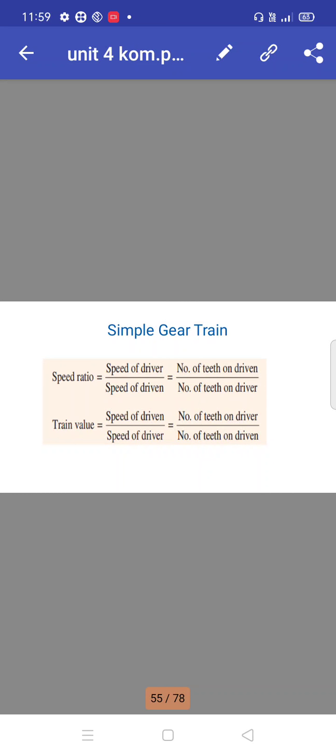Simple gear train. Speed ratio, speed of driver divided by speed of driven, is equal to number of teeth on driven divided by number of teeth on driver. Train value, speed of driven divided by speed of driver, is equal to number of teeth on driver divided by number of teeth on driven.